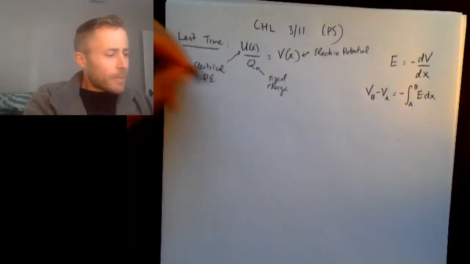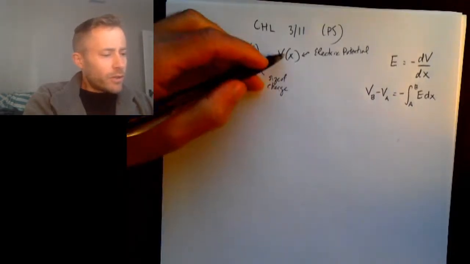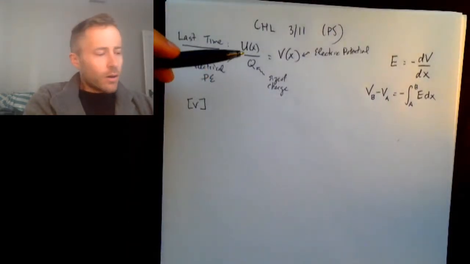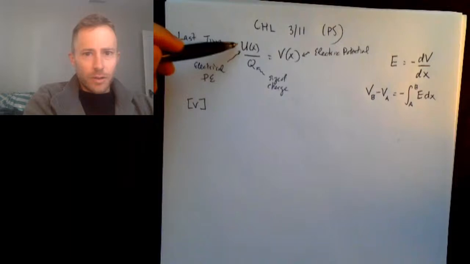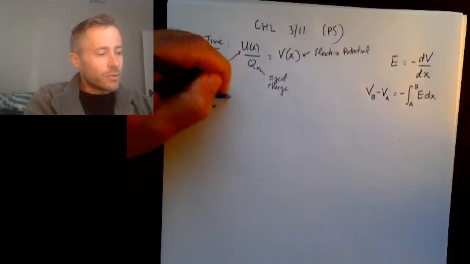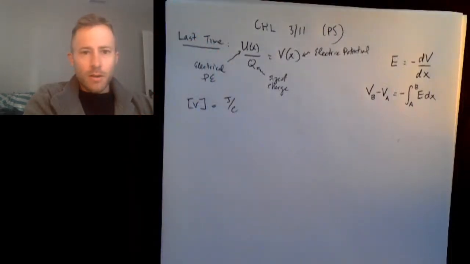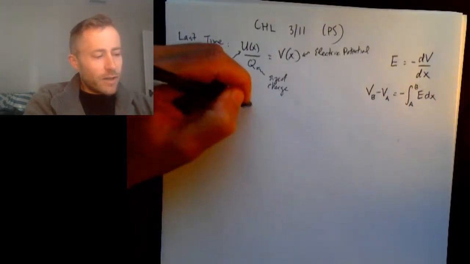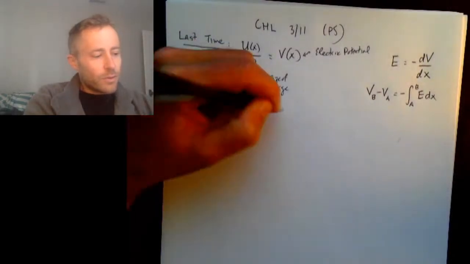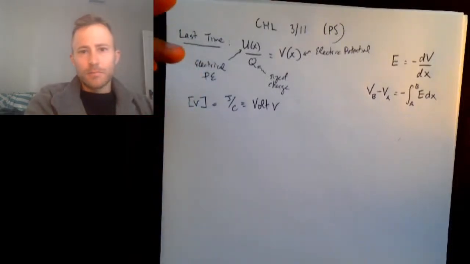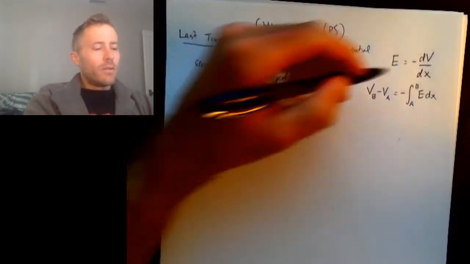Okay? So in particular, it says that the units of electric potential are units of potential energy, which are joules, divided by units of charge, which are coulombs. Okay, so electric potential is measured in joules per coulomb, but this has a special name. It is defined as the volt, V. Okay.